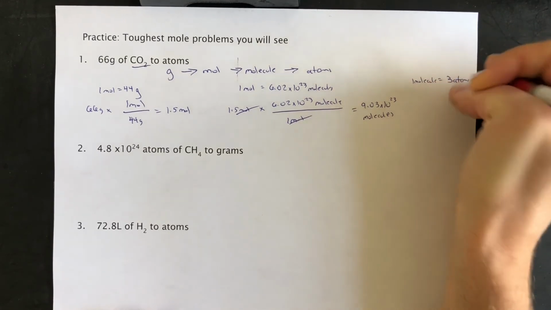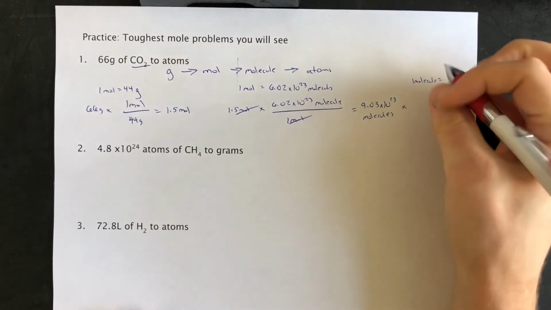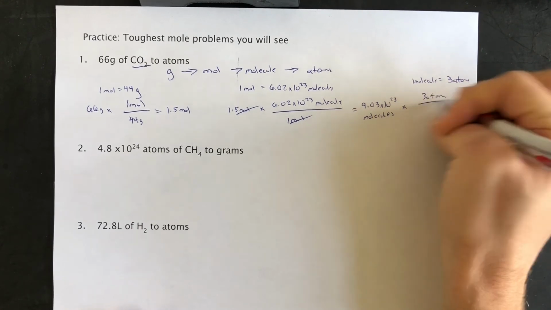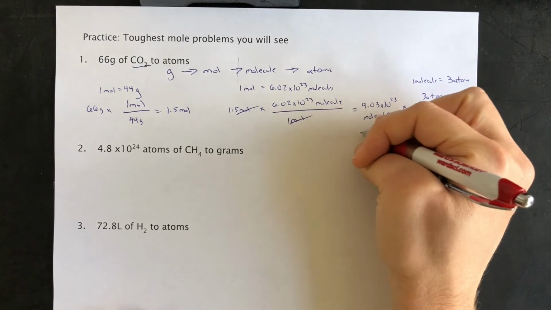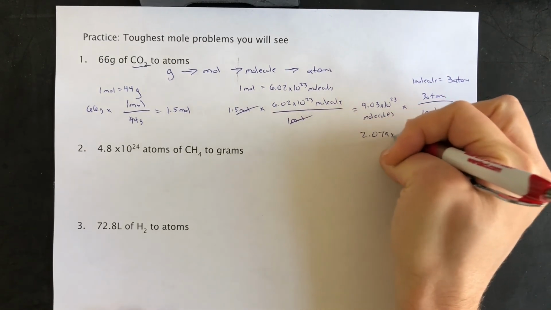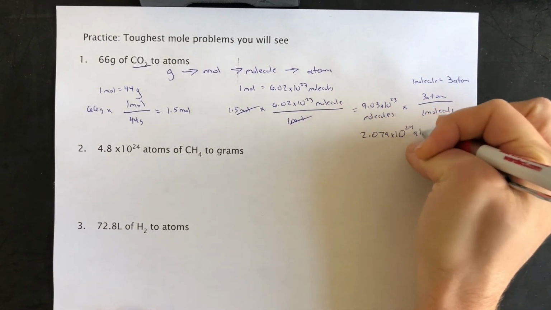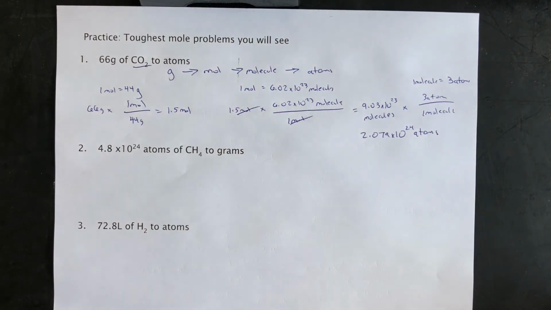And then our last step is to go molecules to atoms. For CO2, 1 molecule is equal to 3 atoms. So there's 3 atoms for every 1 molecule. So when we multiply that, we get 2.079 times 10 to the 24th atoms, which would be your answer.